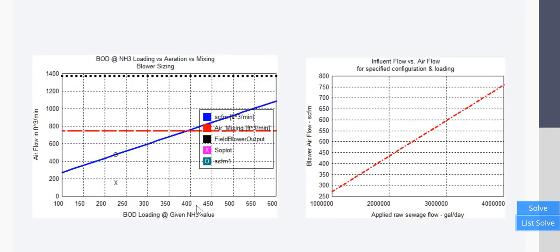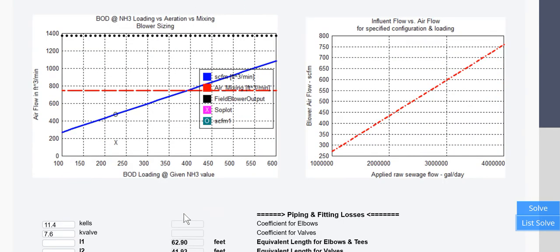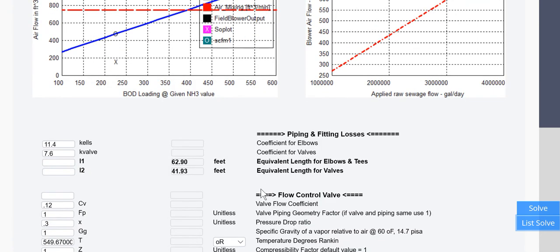This is an interactive graph, and you can see the X's and O's. It gives you the airflow at this loading, and it gives you the BOD load. So right now we're at like 225, and this dot is where it intersects the air for mixing. Inflow versus airflow. This also gives you an interpretation of the configuration that you have.